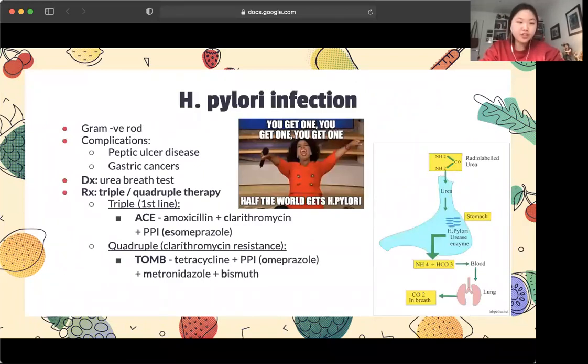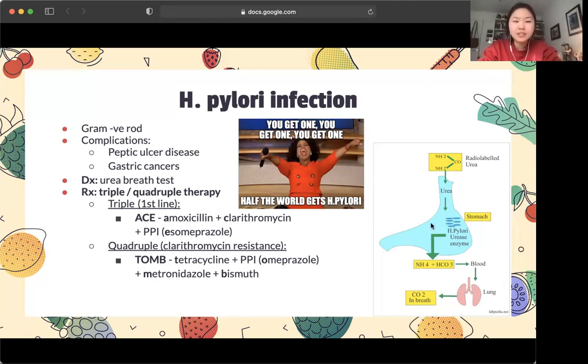Great, let's go through H. pylori infection. So it's a gram-negative rod. Complications, obviously, peptic ulcer disease, gastric cancer. How we diagnose it is through this thing called a urea breath test. You can see it here. And basically treatment, triple or quadruple therapy. This does get tested very, very often. Faculty does want you to know this and will examine you on it.